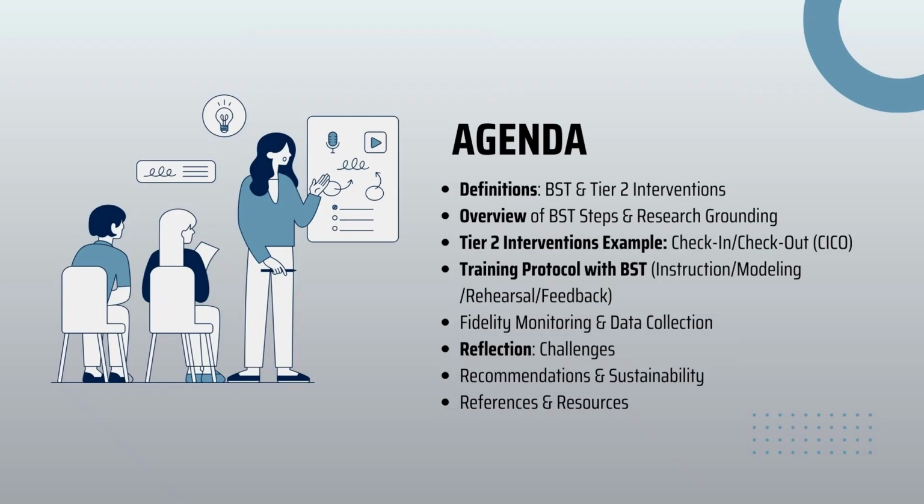We are going to give you some training on a specific type of tier 2 intervention known as check-in and check-out, using the training protocols that go along with behavior skills training: instructions, modeling, rehearsal, and feedback. We are going to show you how we monitor fidelity and how data is collected, and once we have that data in hand, what kind of decisions we make with it.